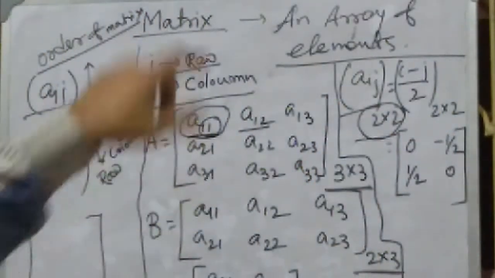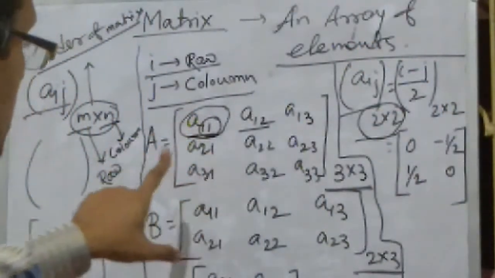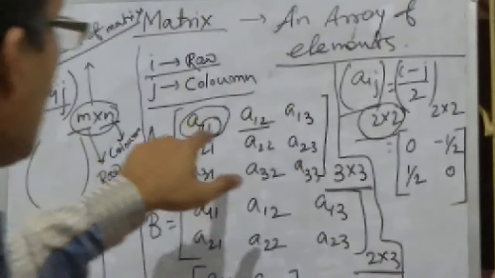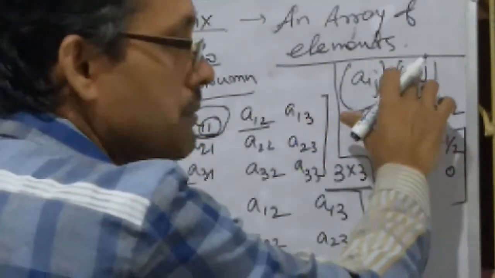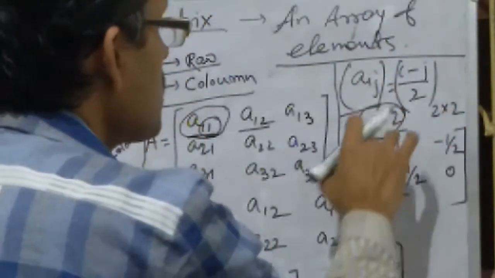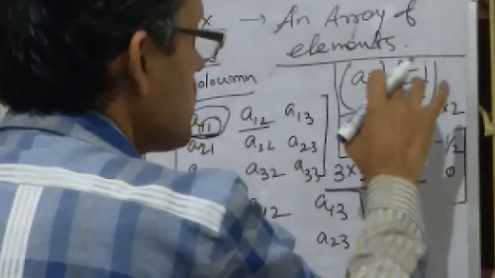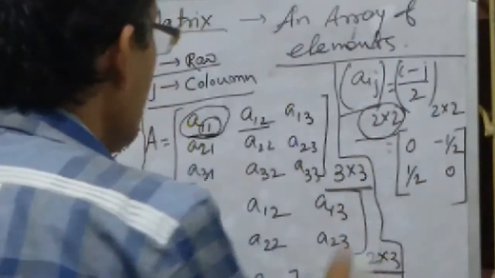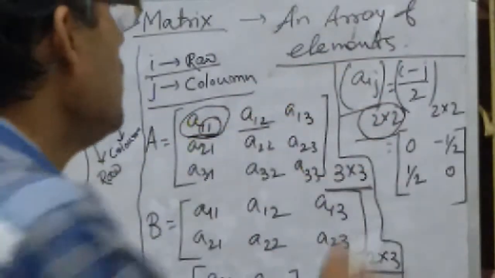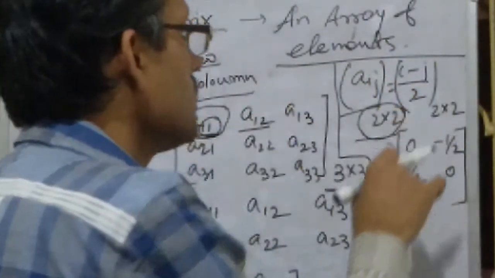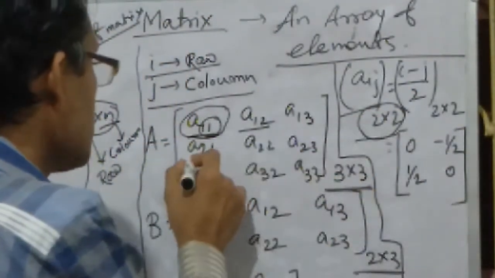Now how will I find this i and j? Here the first element is 1 1, and the 1 1 element means the i value will be 1 and the j value will be 1, because it's a position. So based on that it will be (1 minus 1) by 2, that's 0 by 2, that's 0. Now in this case, the i value is 1 and the j value is 2, so it will be (1 minus 2) by 2, that's minus half. Then for this, it will be 2, 1, this element.